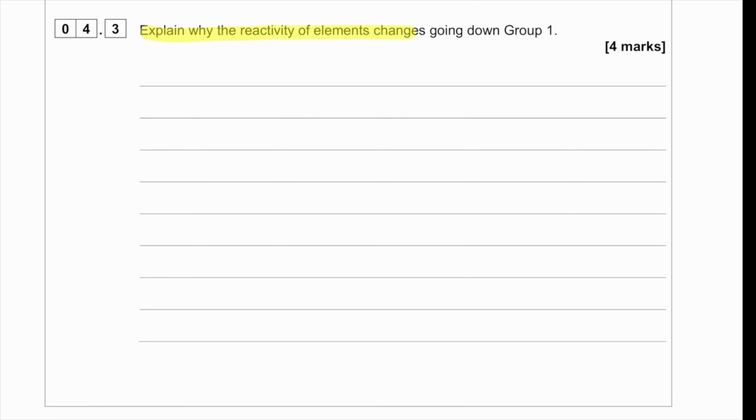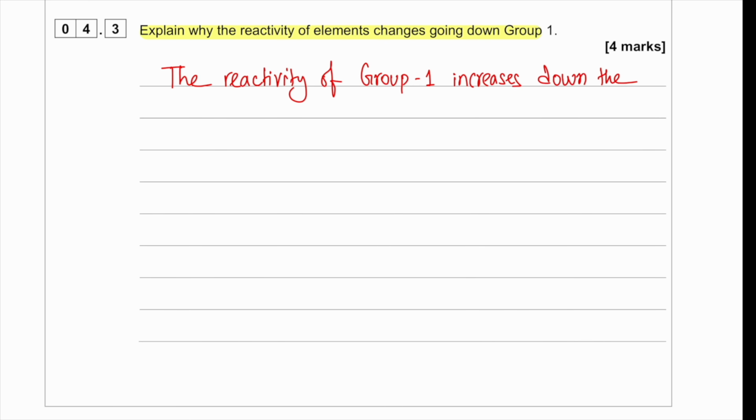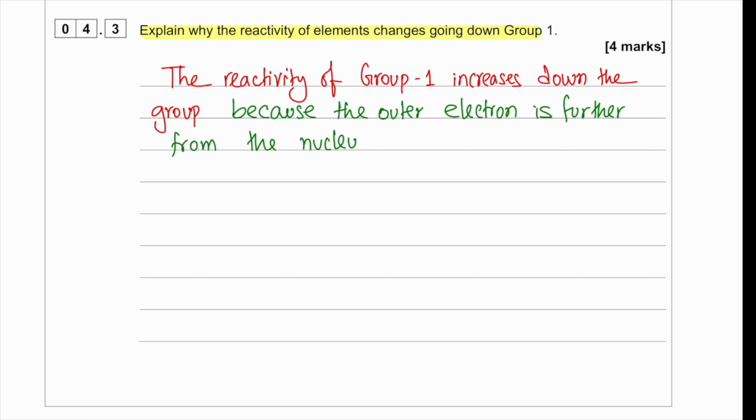Explain why the reactivity of element changes down the group 1. We know that down the group 1, the reactivity increases. The main reason is group 1 elements only has one outer shell electron. As we go down the periodic table in group 1, the atoms become larger and larger, and their outer shell electron is farthest away from their nucleus.